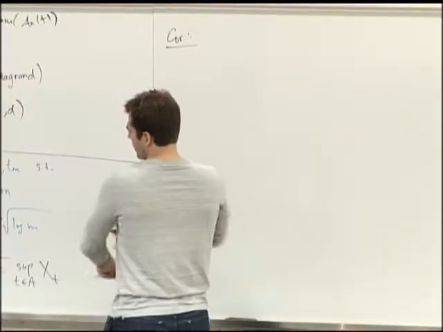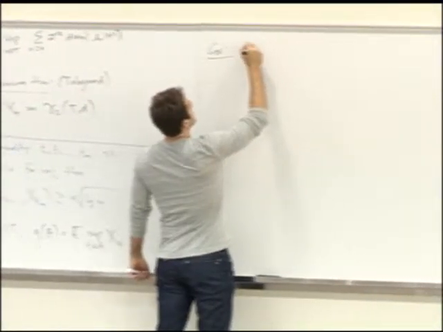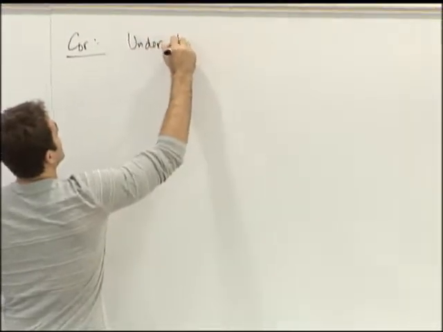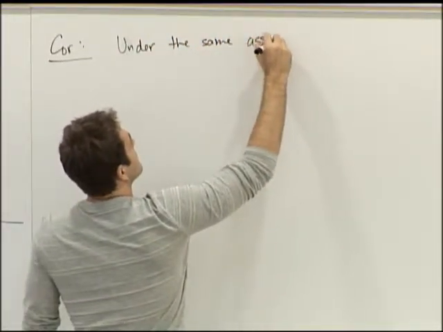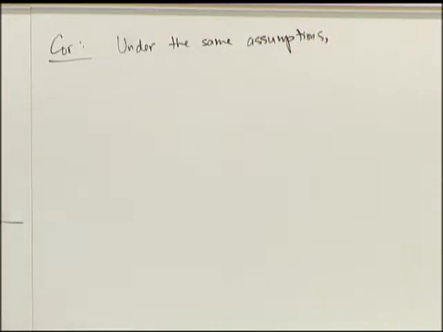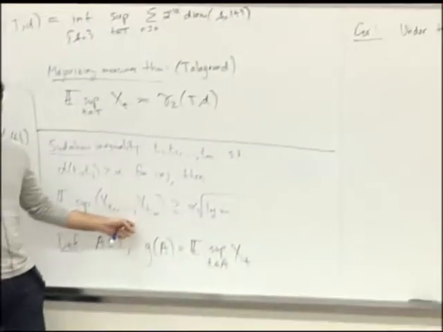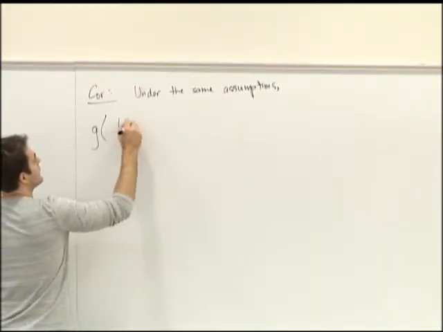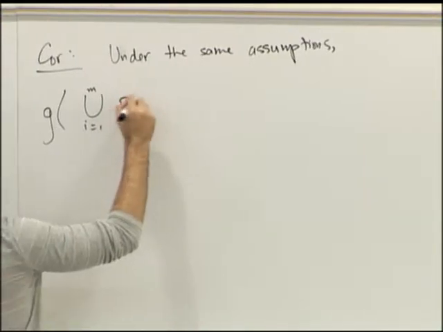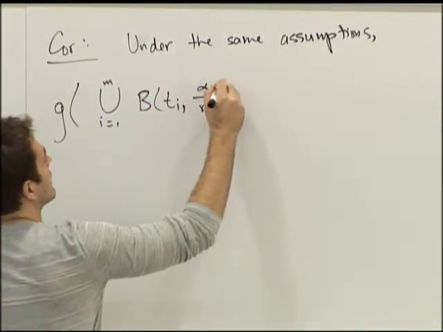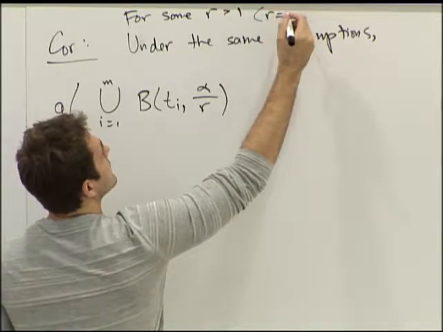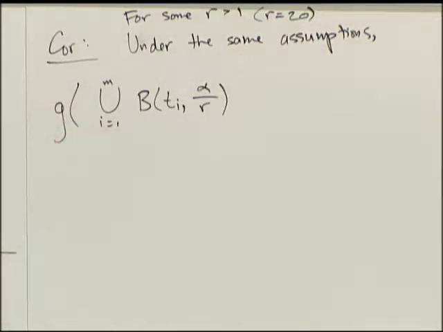Now here's a corollary. It's a corollary that will require a proof of this Sudakov inequality. So under the same assumptions, we have m points, all pairwise distances are large. I want to get a slightly better lower bound than this. This is for some r. R is going to be a fixed constant. You can think about it if you want: r equals 20 definitely works for everything in the talk. Little r is always going to be some fixed constant.